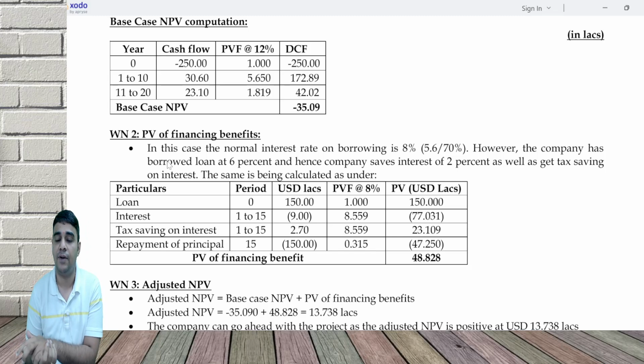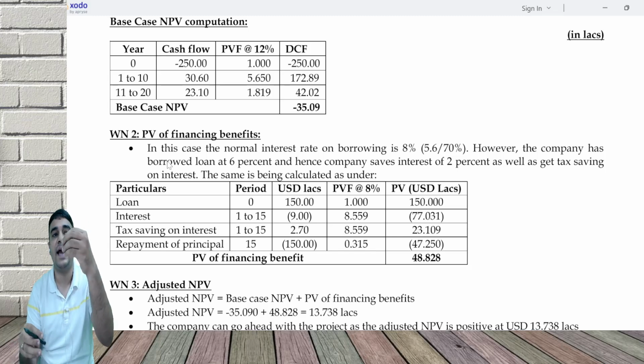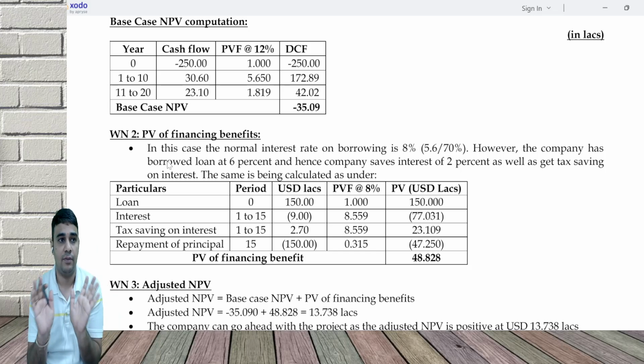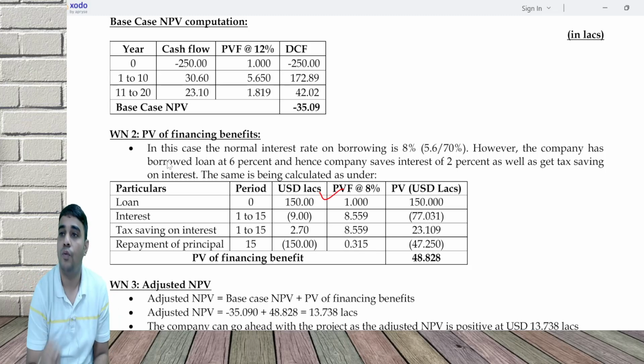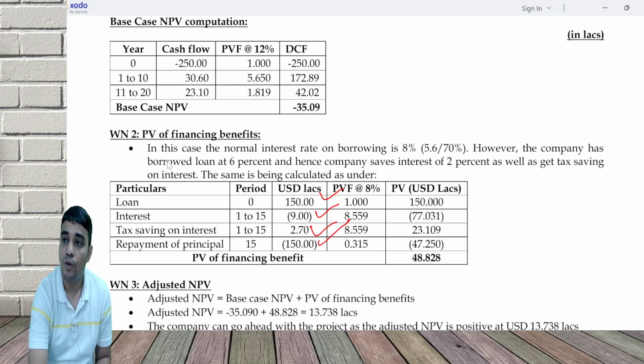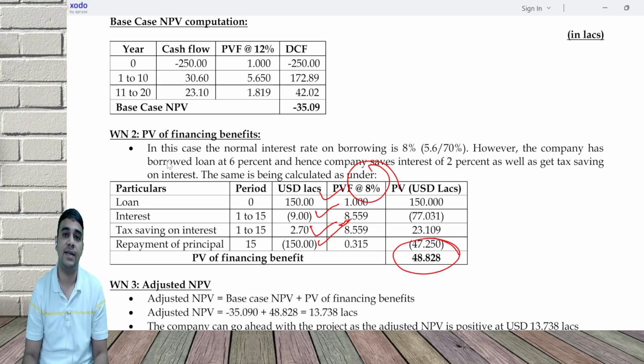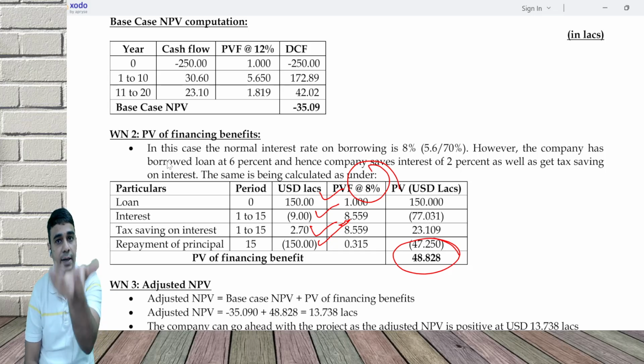Here I have done the calculation based on my cash flow directly. What is my cash flow? I took a loan of 150. I paid interest of 9. I saved tax of 2.7. I repaid 150. I discounted this at 8%. My net saving is 48.828. This is my proper cash flow. Took a loan, inflow, paid interest, outflow, tax saved, inflow, repaid amount, outflow. Net calculation is 48.828.